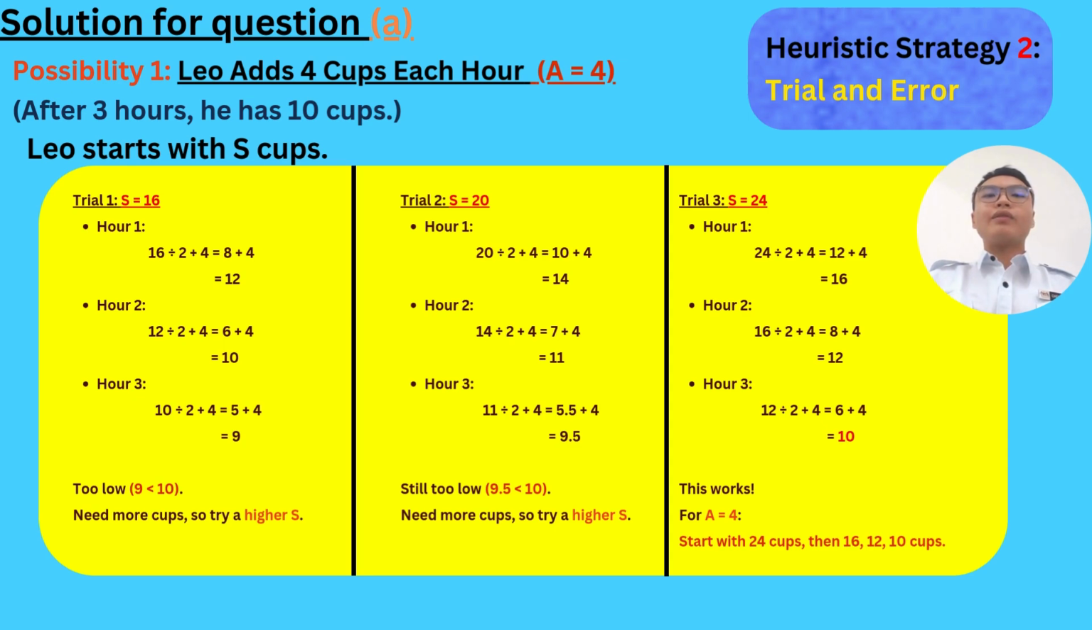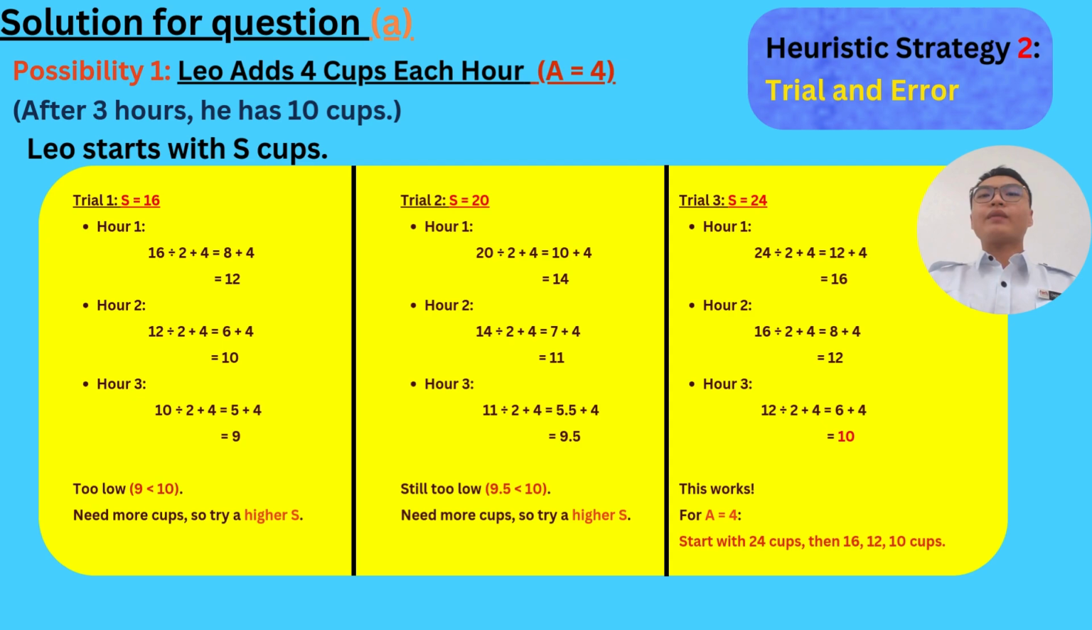9 is too low for 10, so we need more cups. Try a higher S. For trial 2, we assume that S equals 20 and we use the same way as trial 1. We get 9.5 cups of lemonade after hour 3. 9.5 is also too low for 10, so we need to try a higher S.